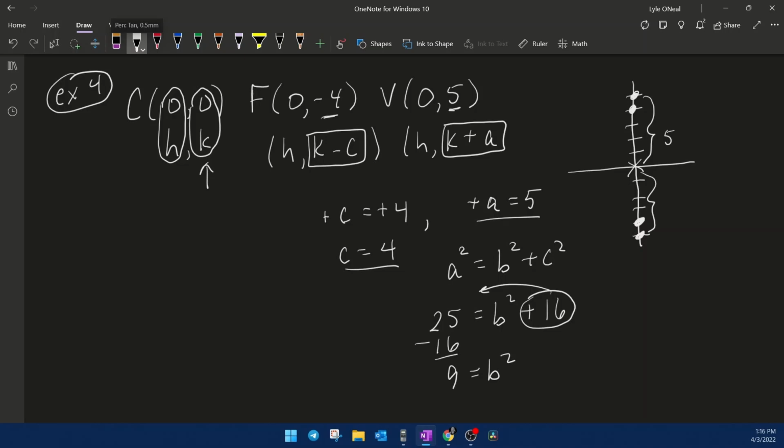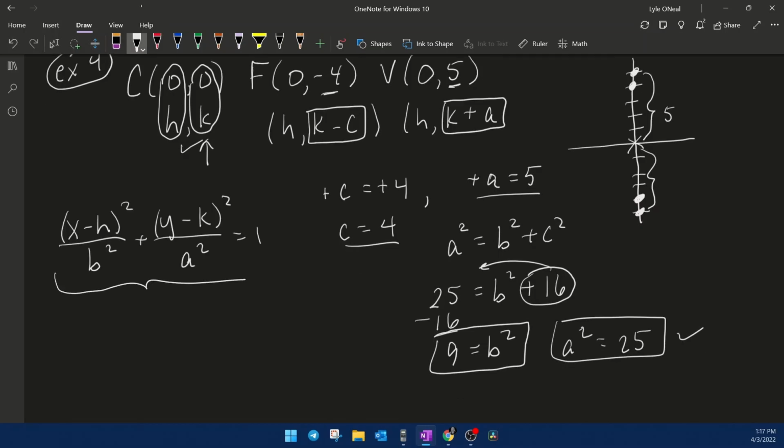Gives us b squared. And then if you're wanting to take the square root, please resist the urge. Remember, when we're writing the equation, we need b squared, not b. I now know a squared and b squared. I know h and k. I can now write the formula.